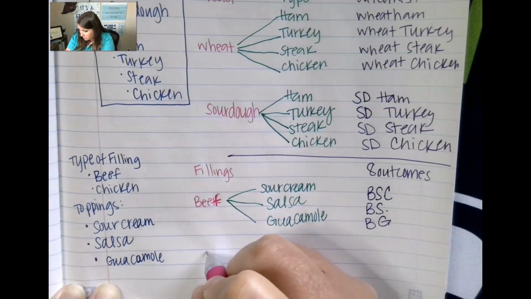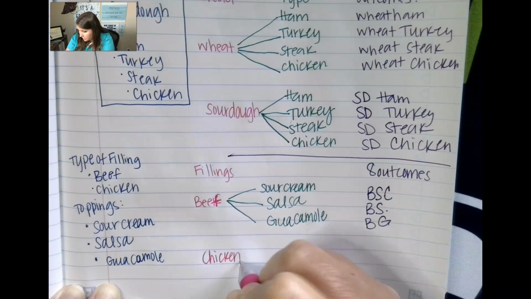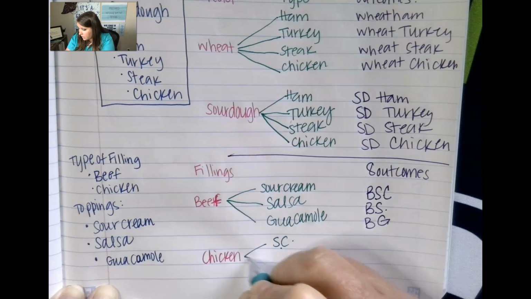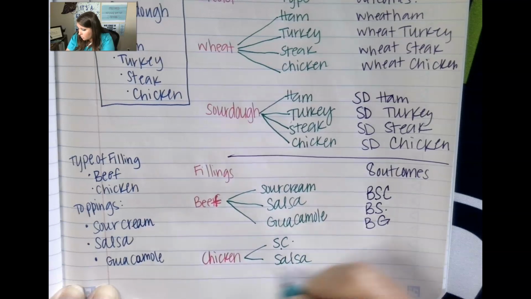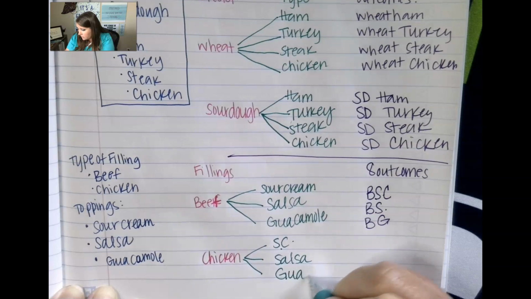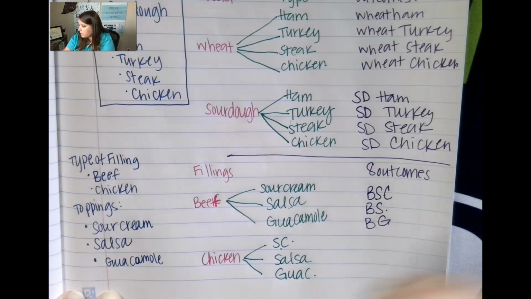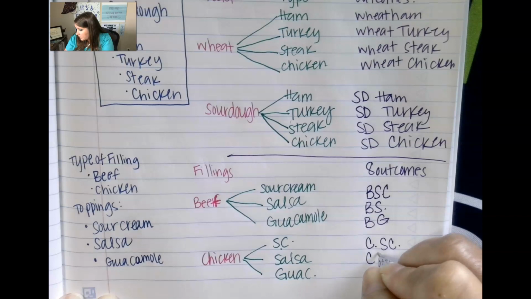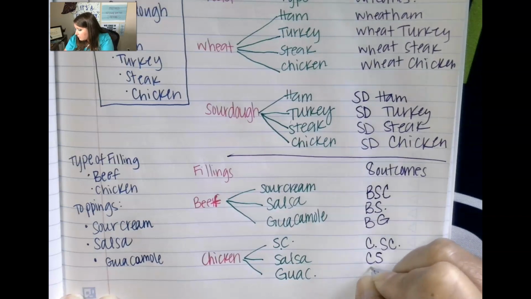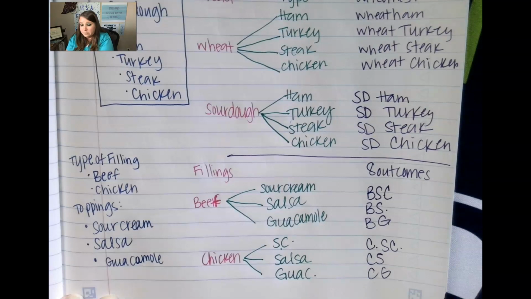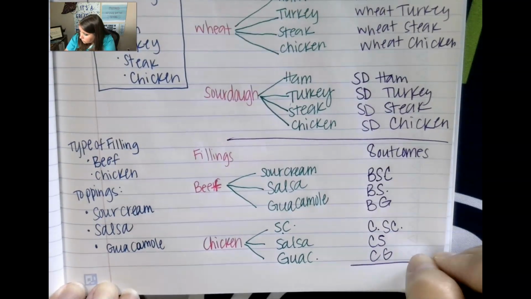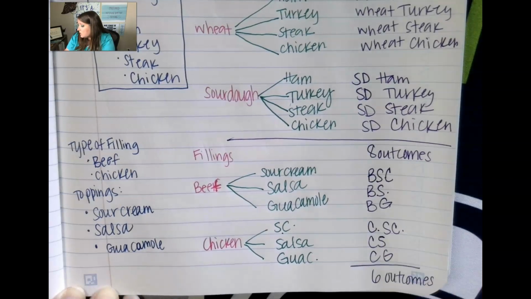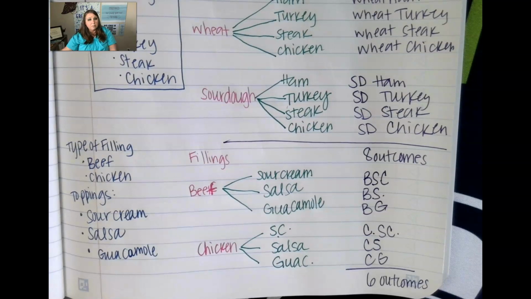Now we have chicken as our filling. And with the chicken, you can have sour cream. You could have salsa, or we could have guacamole. So the possible outcomes that we could have are chicken sour cream, chicken salsa, or chicken guacamole, for a grand total of 6 outcomes. So there are 6 possible types in this sample space.